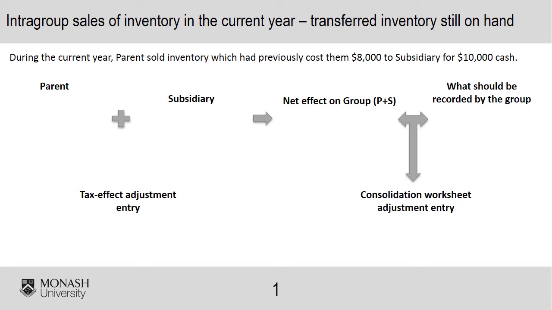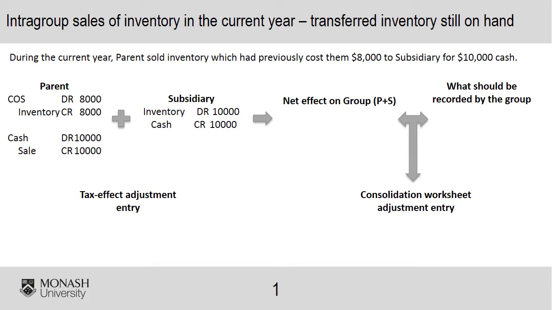In this case, parent sold inventory to subsidiary, so parent will report two entries in their book. The first entry is to recognize the cost of sales at cost, and the second entry is to recognize the sale revenue at the selling price. After inventory was delivered, the subsidiary will record an increase in inventory and an outflow of cash. Remember, in the consolidation process, we add whatever is recorded by the parent to whatever is recorded by the subsidiary and do some adjustment to avoid double counting.